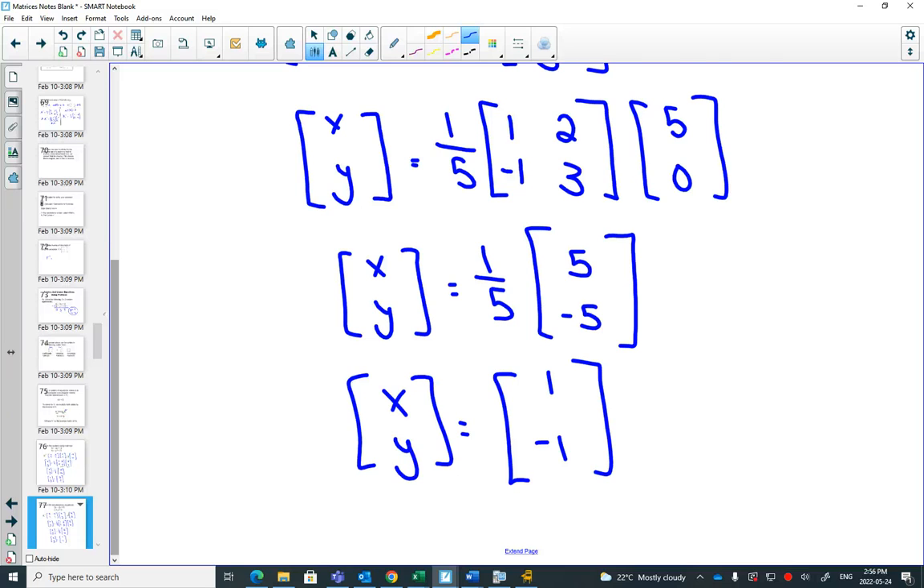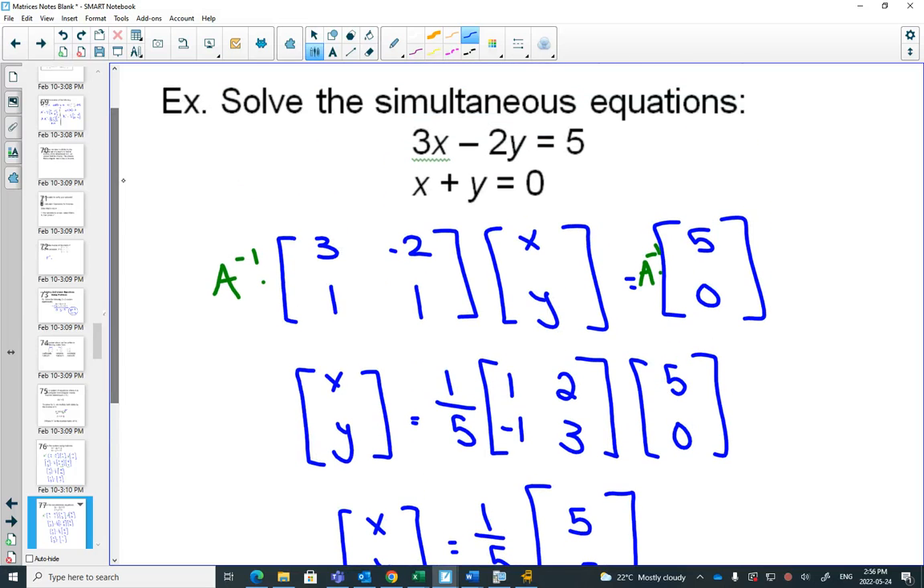Do a quick check. Anytime I'm solving an equation like this, I like to go back to my original equation and check. If I plug in 1, 3 minus, and I plug in negative 1, a negative 2, that makes 5. 1 plus negative 1, that makes 0. It works.